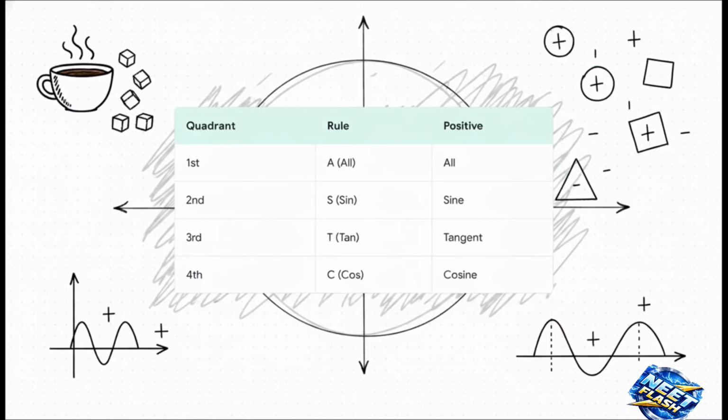And this brilliantly illustrates how we handle those tricky positive and negative signs, the ASTC rule. Or as some like to remember it, add sugar to coffee. This simple grid permanently eliminates mistakes when assigning signs across the 4 quadrants.